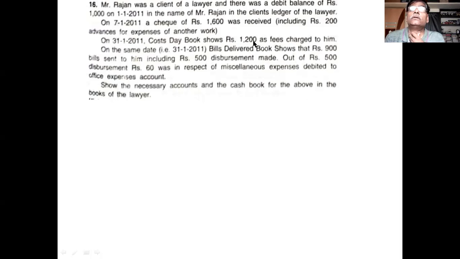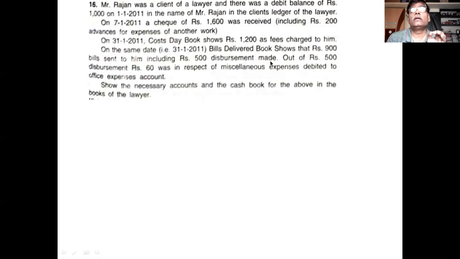And next, on 31/1/2011, bill delivered shows 1900 rupees. The 1900 rupee bill is only delivered, not recorded. It should not be recorded in the books. Okay. And 500 disbursement made.